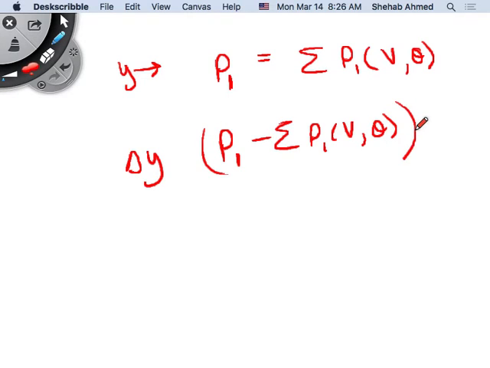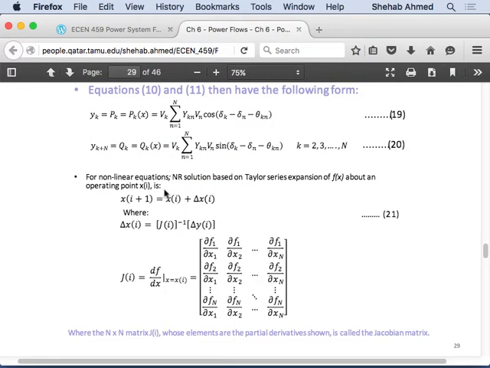This is the difference in power. If this is smaller than my convergence criteria, I will stop. I don't need to calculate a new delta x anymore. But if delta y is greater than your convergence criteria, which is, let's say, 10 to the minus 5, then you will have to find a new delta x. How do you find a new delta x? You find it using this equation.